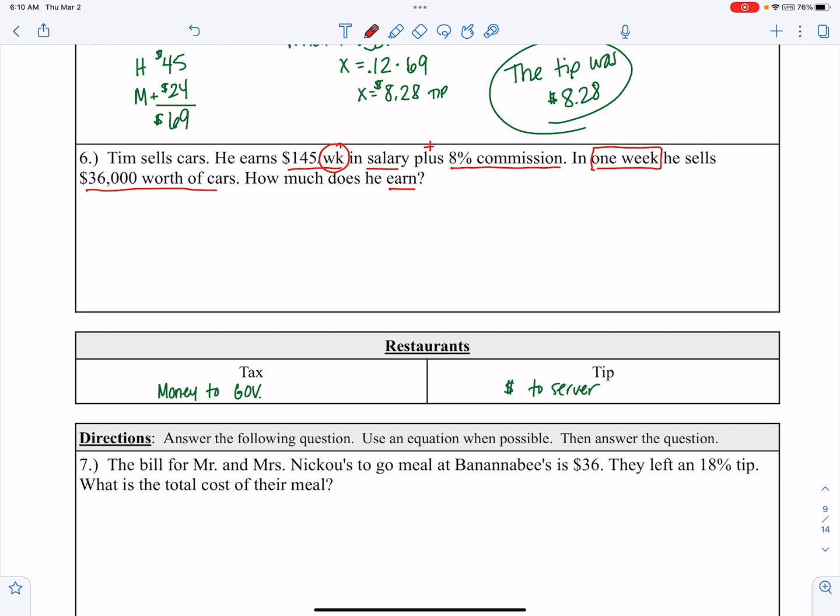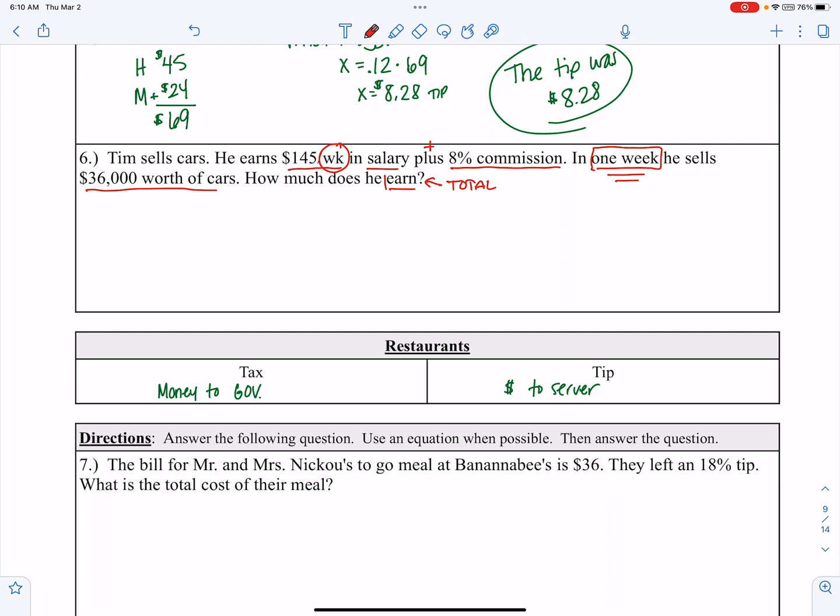We are talking about his total earnings now, not just the commission. It doesn't say what did he earn in commission. It says what did he earn. And so we have a salary plus a commission because that's technically everything he earned in 1 week. This question should say how much does he earn in 1 week. That way we don't have to guess or assume that we're talking about 1 week, because it could be how much does he earn in 2 weeks or 3 weeks, things like that. But because it says in 1 week, we can assume and infer that we're just referencing 1 week.